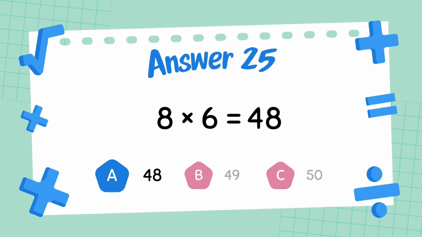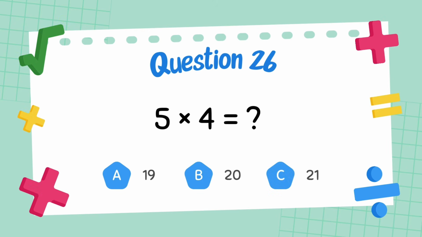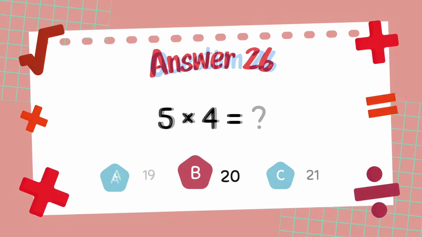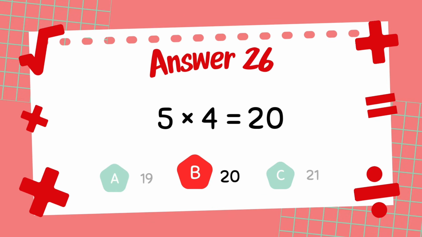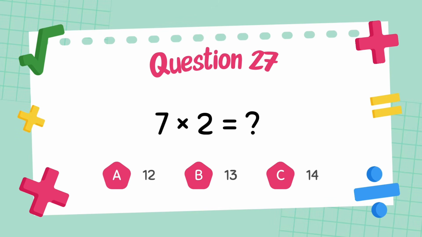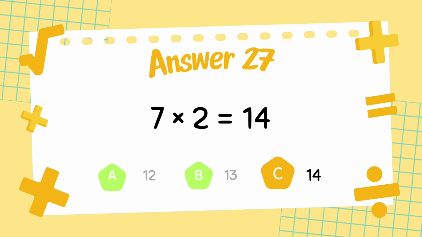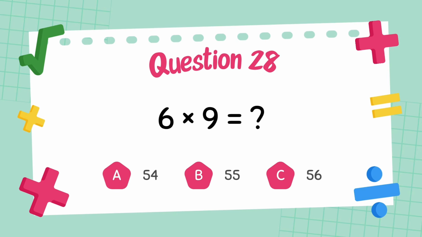The answer is 48. What is 5 multiply 4? The answer is 20. What is 7 multiply 2? The answer is 14. What is 6 multiply 9?